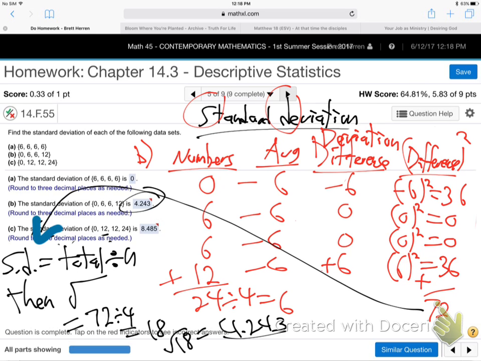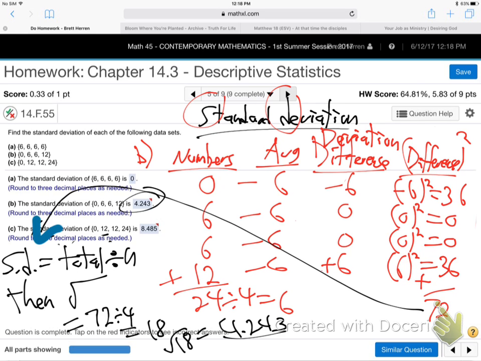In other words, how far is 0 from the middle of these numbers? He's 6 back. The two 6s are right on the middle, so they're 0 from the middle. The 12 is 6 above the middle. So some numbers are 6 away from the middle, some numbers are 0 away from the middle. On average, they are 4.243 away from the middle.